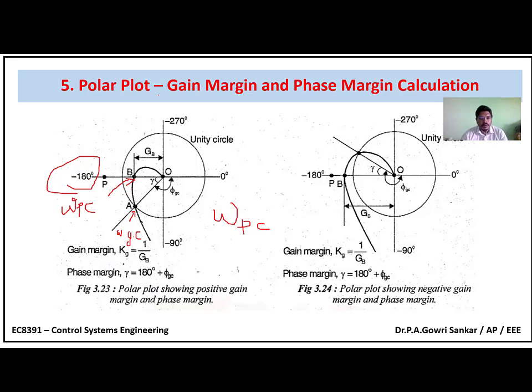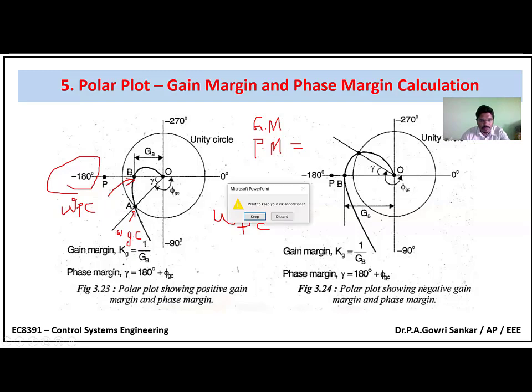Okay. So after that, if you want the gain margin, what we have to do, as we did in the Bode plot, to calculate the gain margin you have to calculate from the phase crossover frequency. Similarly, if you want the phase margin, you have to calculate from the gain crossover frequency. Okay, so there are two things.